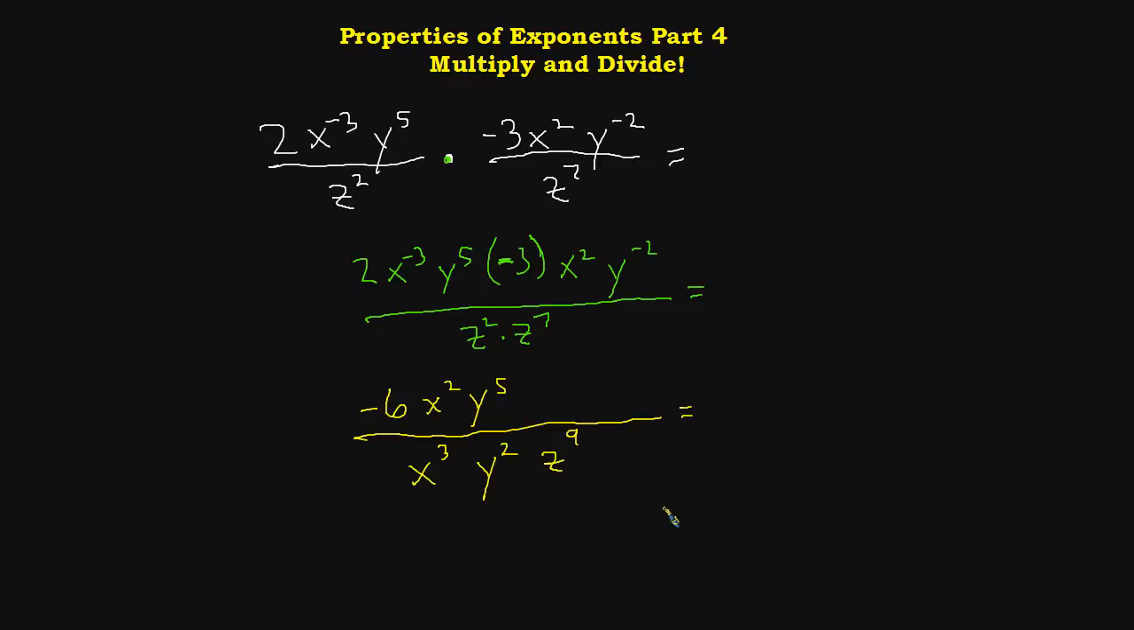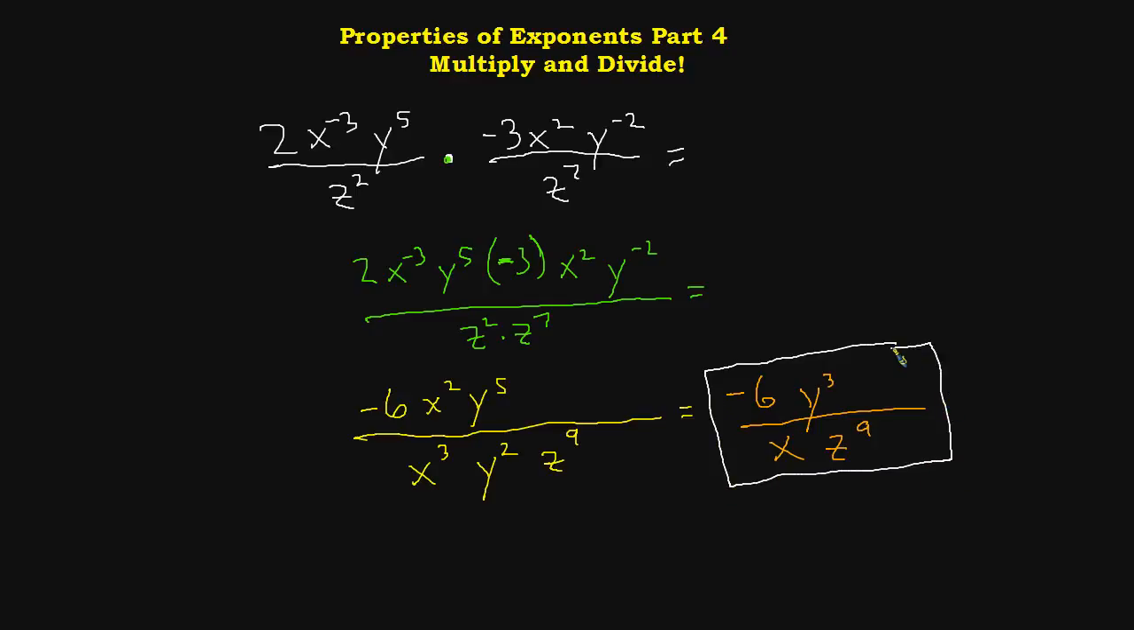All right, and then I'm going to go ahead and cancel. Again, I've got 3 x's down here and 2 x's up there. So that means that I'll have 1 x left on the bottom and no x's on top. So -6 over 1 x on the bottom. I've got 5 y's on top, 2 y's on the bottom. That leaves me at 3 y's on top. And then z to the 9th on the bottom. So that wasn't so horrible, right? We did it, yay! And we did it all, starting with multiplying together two fractions with exponents.